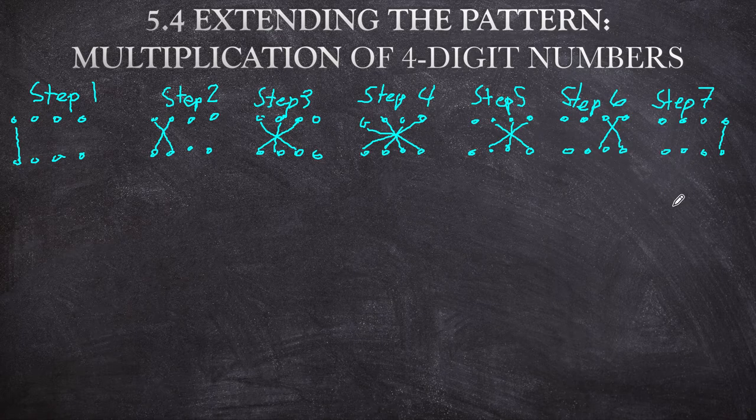Let's create one example here, shall we? Let's try small numbers, only small numbers. Let's do 2, 1, 3, 2. We multiply this by 3, 2, 1, 1. Okay, let's make it simple. So 2,132 times 3,211.